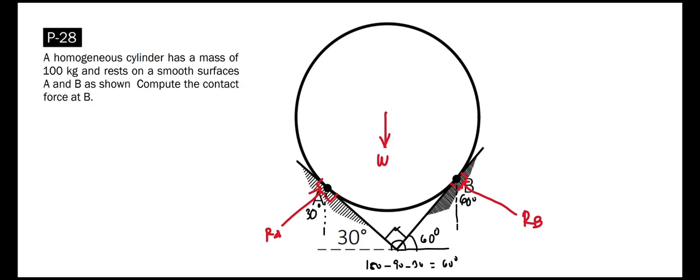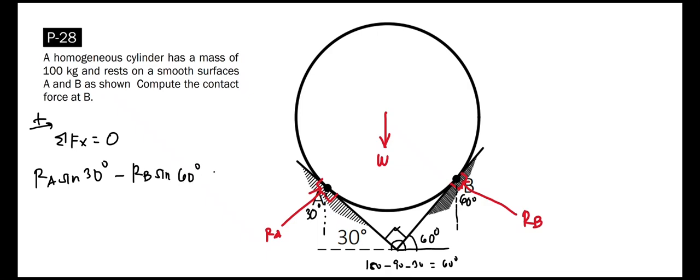equal to 60 degrees. Now we can take summation of forces horizontal equal to 0, considering rightward forces to be positive. So we have R sub A sine of 30 degrees minus the component of R sub B acting horizontal, that is R sub B sine of 60 degrees equal to 0. This serves as our first equation.